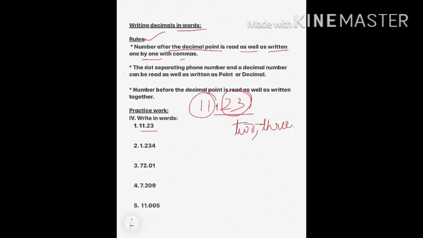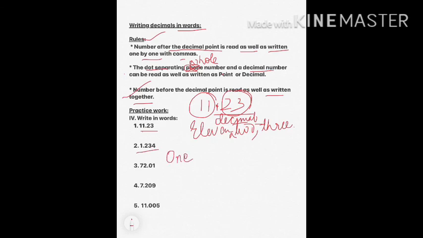But the number before the decimal point will be read together. That is, we will not write 1, 1. We will write 11. And the dot separating the whole number and a decimal number can be read as well as written as point or decimal. You can write here decimal, or you can write here point also. Instead of decimal, you can write 11.23 or 11 point 23. Both are correct.